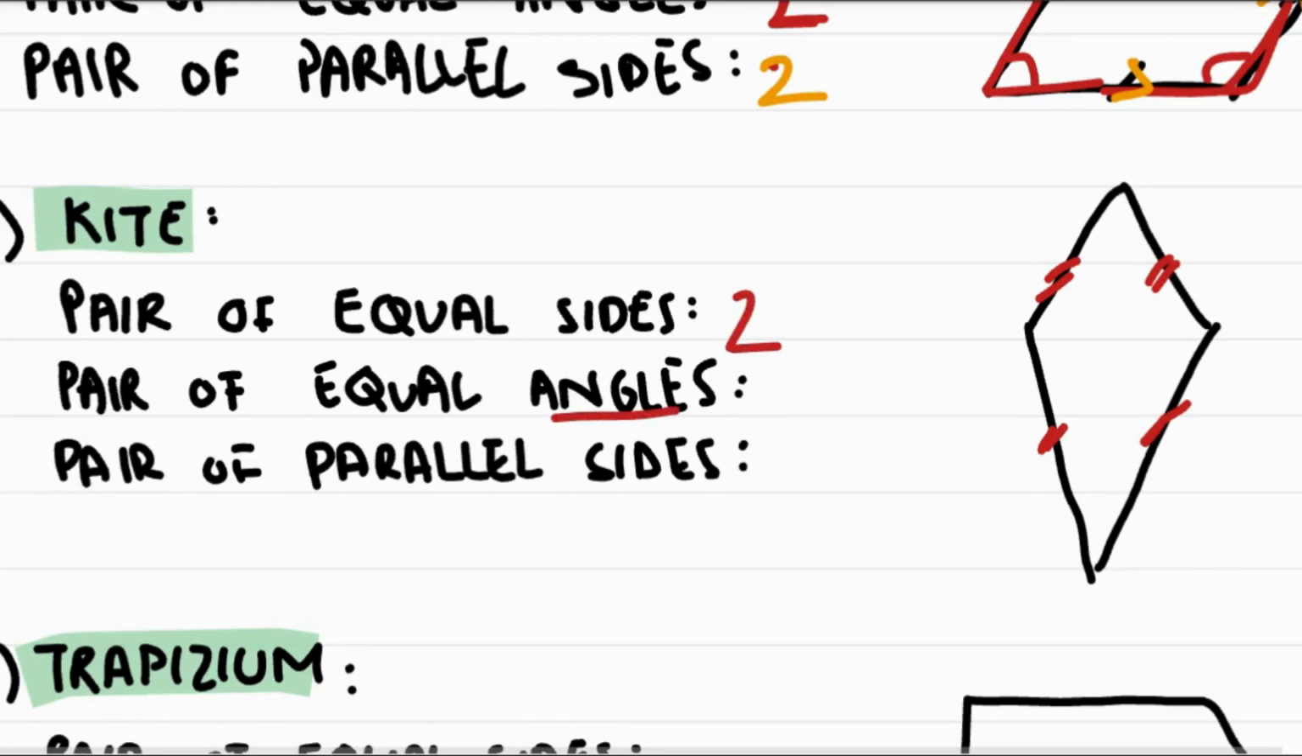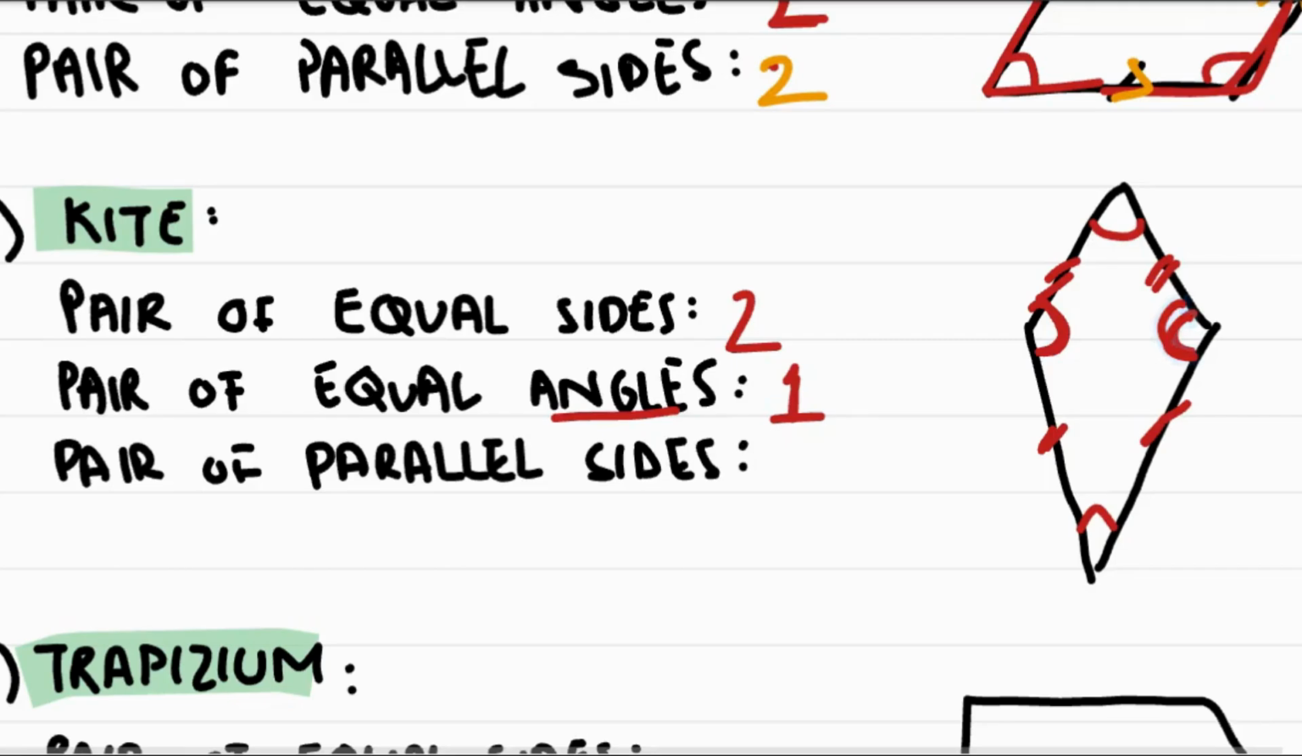Now about angles. Now listen carefully. These two angles are going to be the same, whereas this angle and this angle won't be the same. Yes, we see that both of them are acute angles, but they're different in terms of measure. So this would give us one pair of equal angles, which is this one and this one, right?